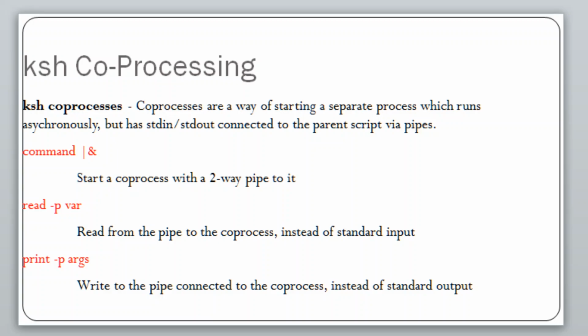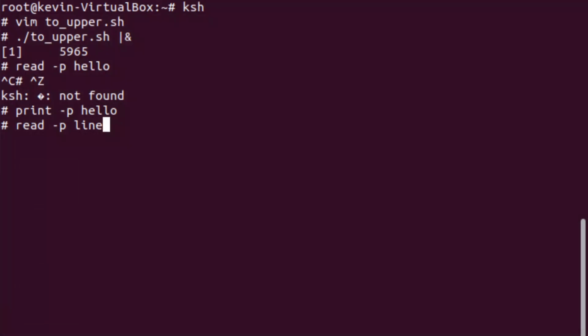So we actually did the print -p first to supply an argument. Now we're going to do a read -p variable. All right, and then the final thing we're going to do here is echo that variable, which was line, so echo $line. There you go. It took the hello we provided and it turned it into capital HELLO.